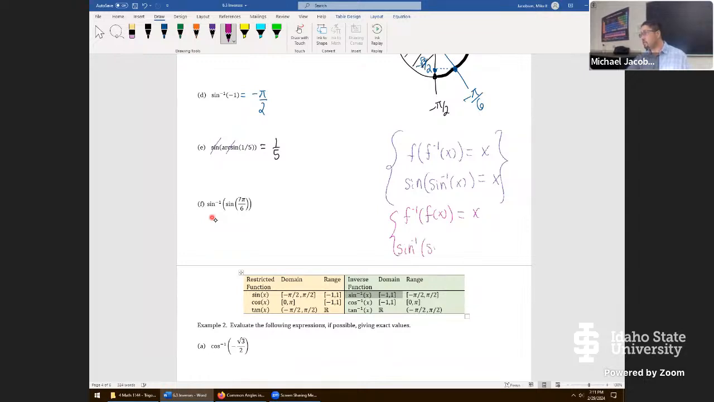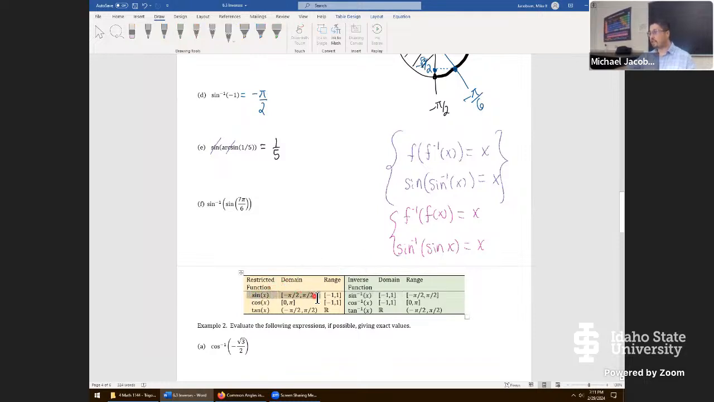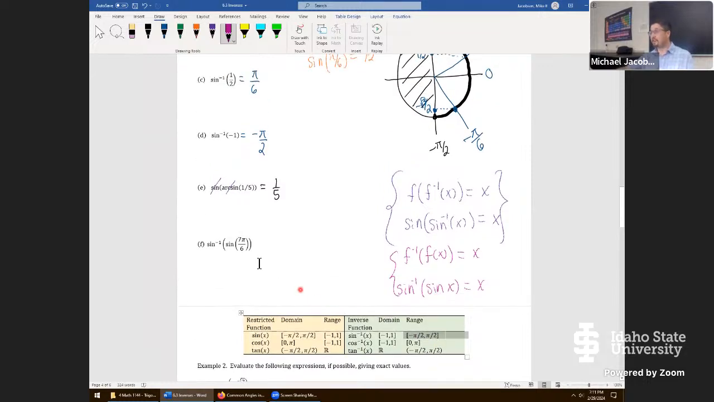Sine inverse of sine at x would be x, as long as that x right there is in the domain of the restricted sine function. And it is not. So that's a problem for us. Another way to think about this is 7π/6 is not the answer because the range is here. The largest value you're getting is π/2. It does not actually extend to 7π/6.